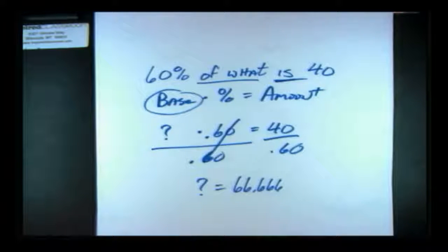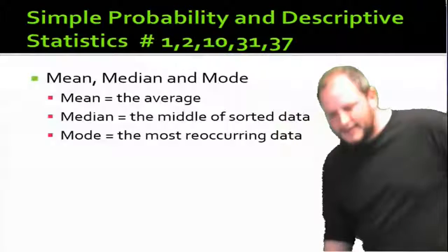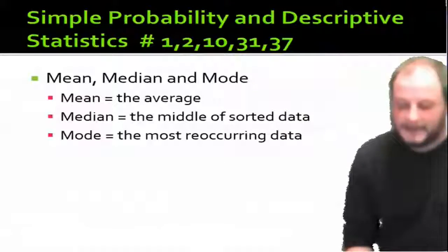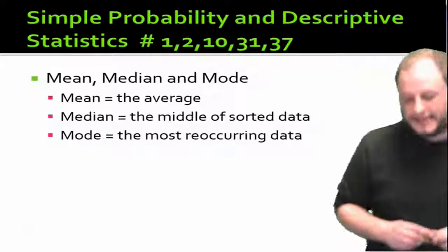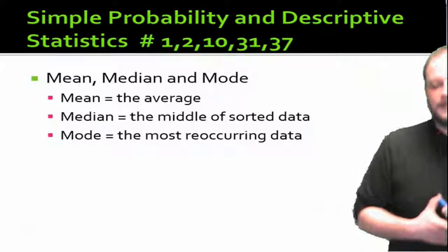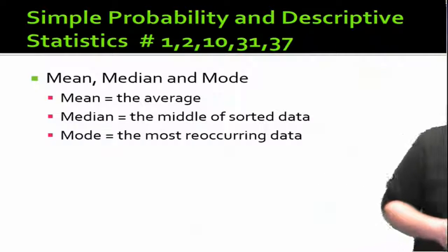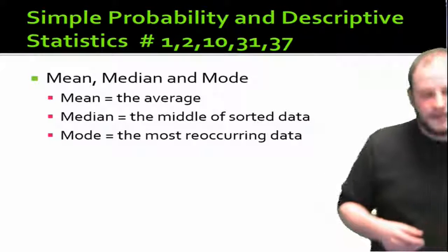The last thing I have for you guys today is mean, median, and mode. This is simple probability and descriptive statistics. I feel like calculating the mean, median, and mode is pretty easy. There were 5 problems on the test for simple probability and descriptive statistics. I think it is important to know what the differences are.